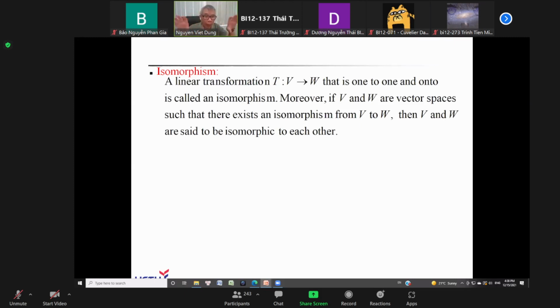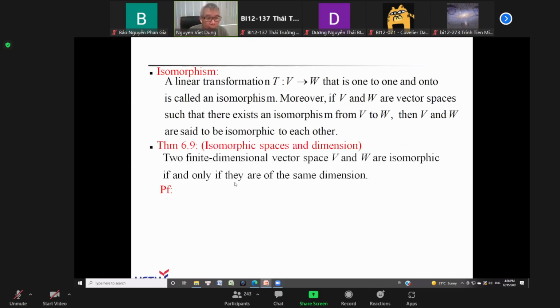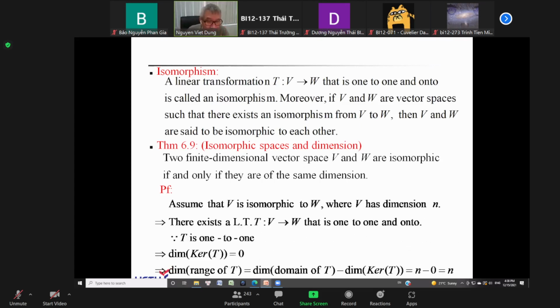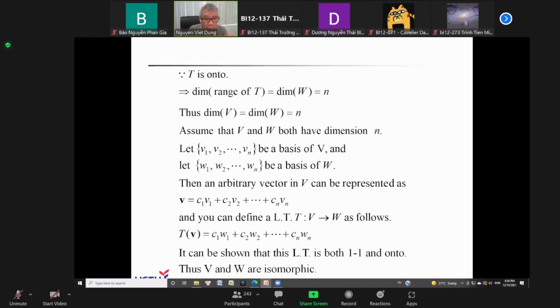V and W are isomorphic to each other. Then, in order to verify if something is isomorphic to something else, we have the following: two finite dimensional vector spaces V and W will be isomorphic to each other if and only if they are of the same dimension. Once again, it is explained in the slide, and you need to read it at home.